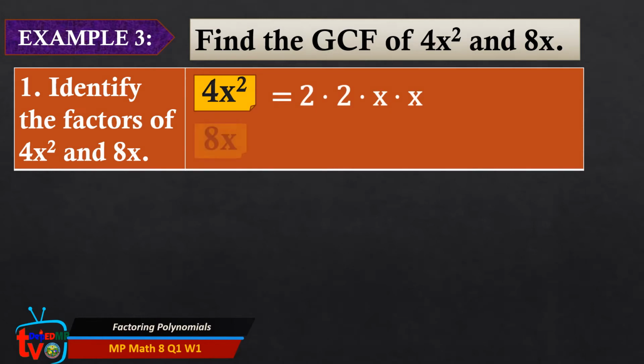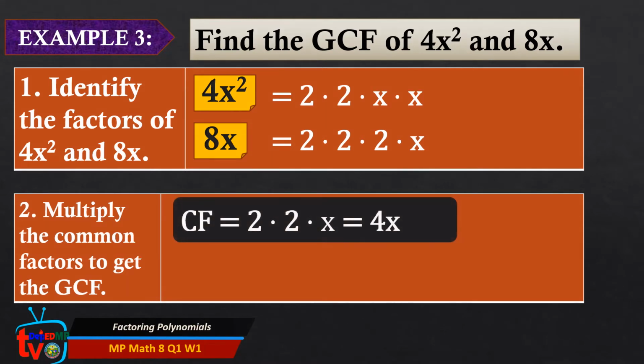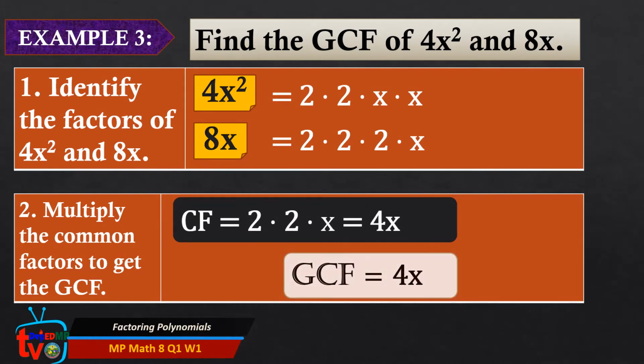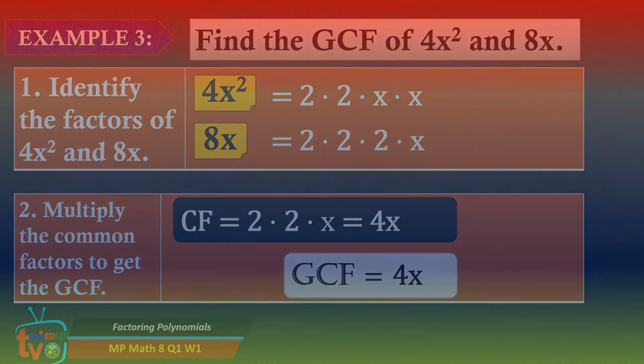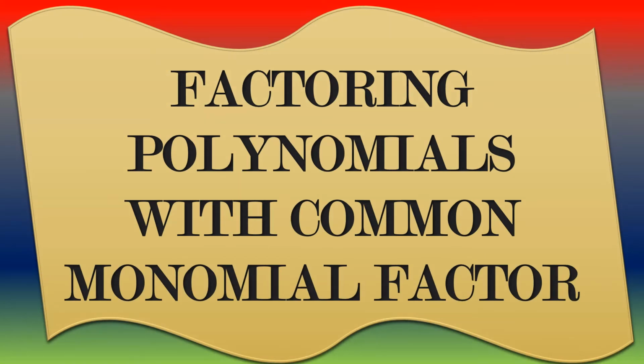Now let's have 8x. We know that the prime factors of 8 are 2 times 2 times 2, and for x, that is x. Now we determine the common factors. The common factors are 2, 2, and x. Now we multiply these common factors. 2 times 2 is 4 times x is 4x. Therefore, the greatest common factor of 4x squared and 8x is 4x. So that is how to get the GCF of given expressions.